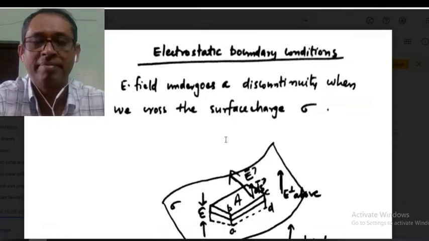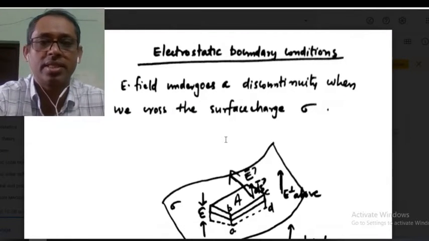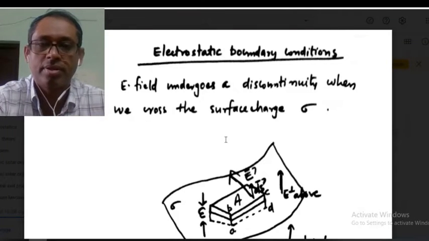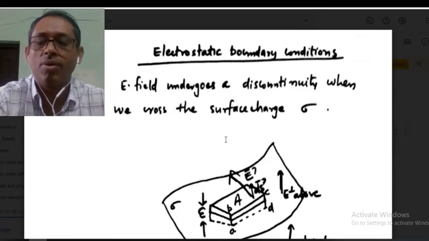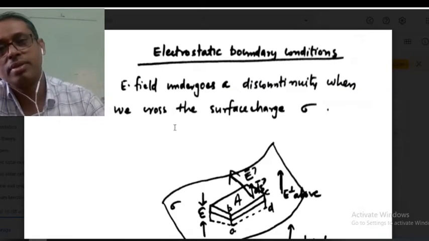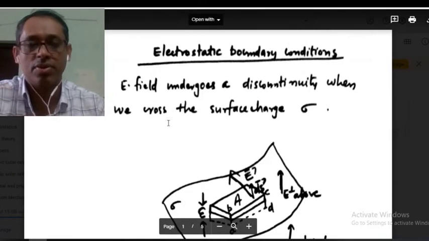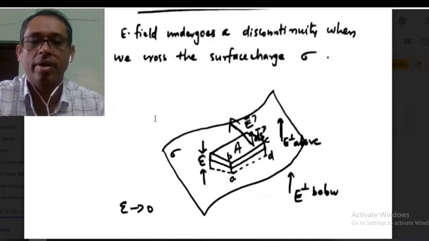Hi, today we look at the electrostatic boundary conditions. Okay, electrostatic boundary conditions. These are the boundary conditions for the electric field.